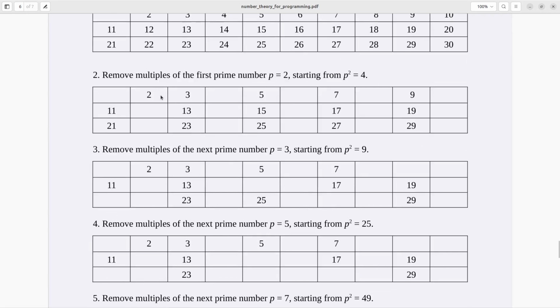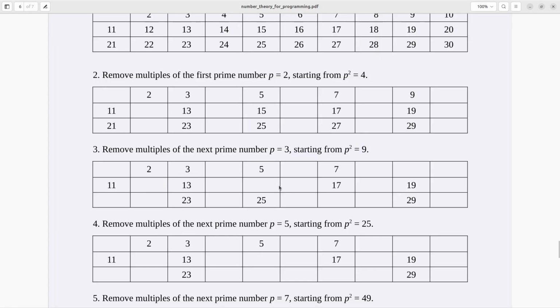And then after removing the multiples of p equals 2 initially, I'm able to remove multiples of the next prime number, which is p equals 3. And I will start from p squared equals 9. So the first number to remove is 9, and the second number to remove is 9 plus 3, which is of course 12, and 12 is already removed in the first step.